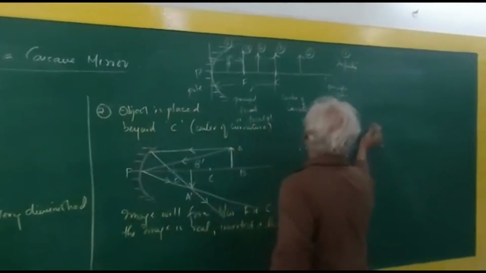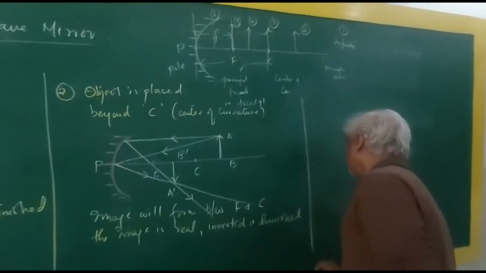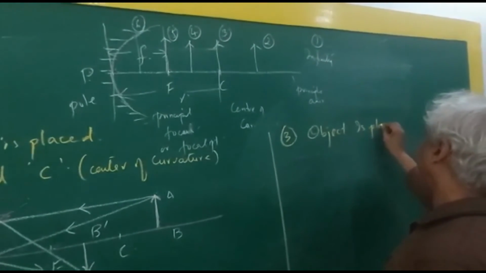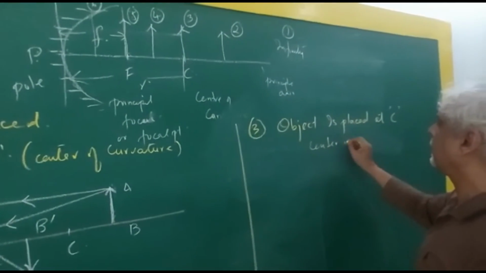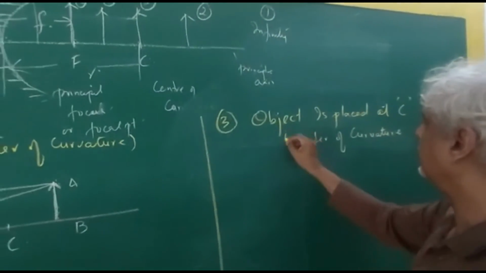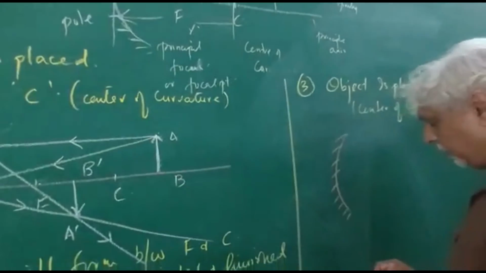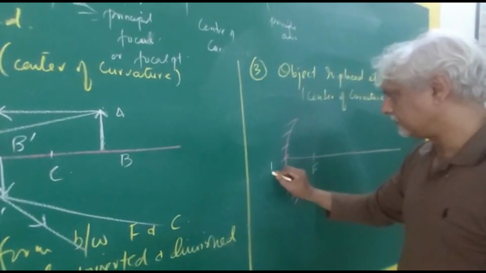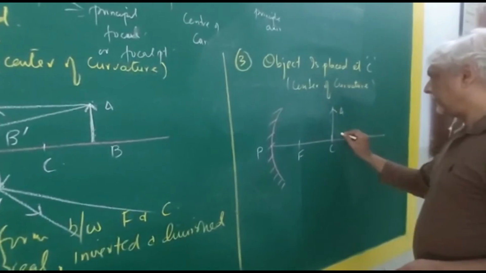Now the third case. When the object is placed at C, we are talking about the center of curvature. What happens when the object is placed at the center of curvature? This is your concave mirror, principal axis. You have your principal focus, the pole, center of curvature. You place the object here, AB.